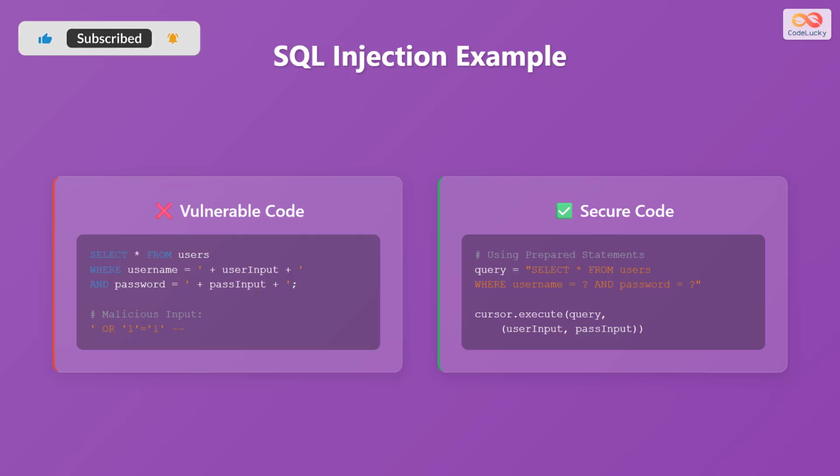The single quote closes the username field, OR 1=1 creates a condition that is always true, and the double dash comments out the rest of the query, including the password check. This allows attackers to log in without knowing valid credentials.